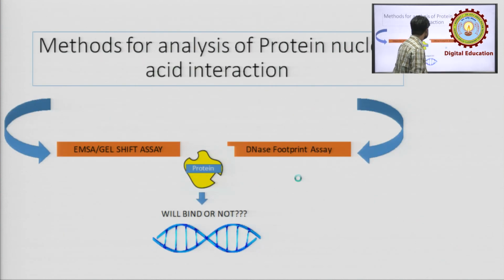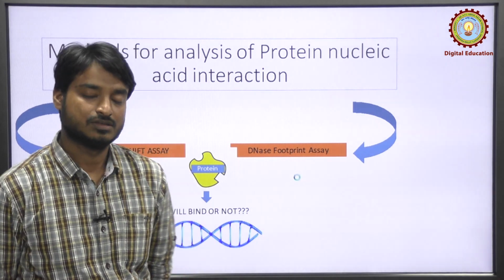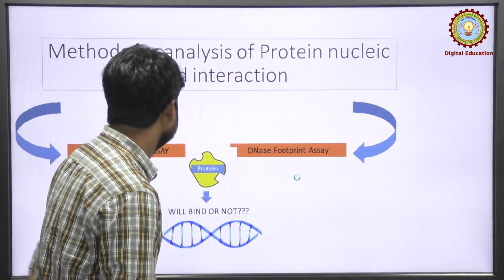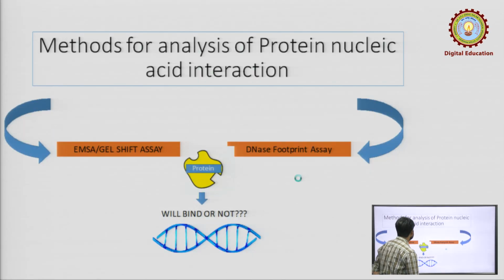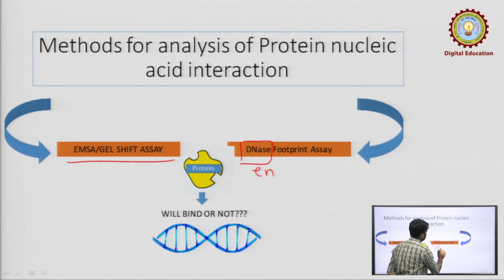There are some methods to analyze how the protein will interact with the nucleic acid. How do we analyze them? There are two types of assay we will learn today. The first is EMSA, or gel shift assay. What is EMSA? EMSA is the electrophoretic mobility shift assay, and the second is the DNase footprinting assay. This DNase denotes an enzyme. Which enzyme? DNase enzyme.